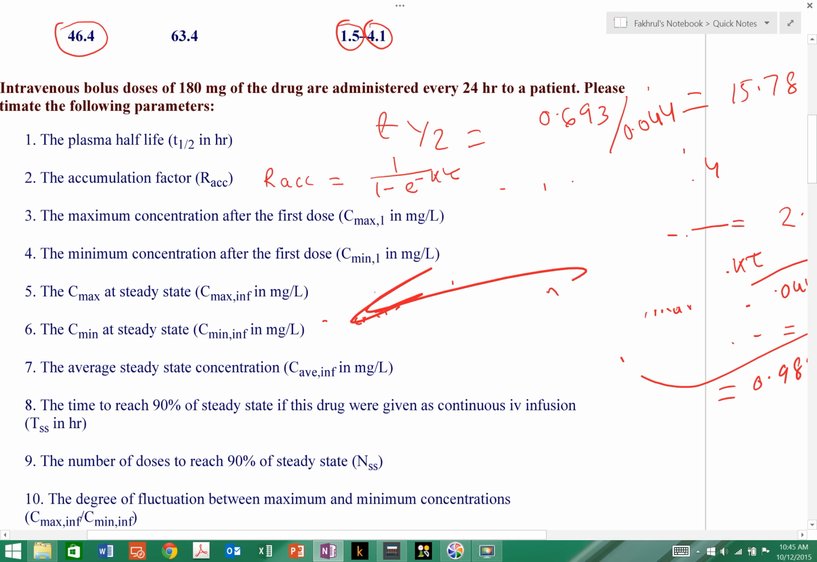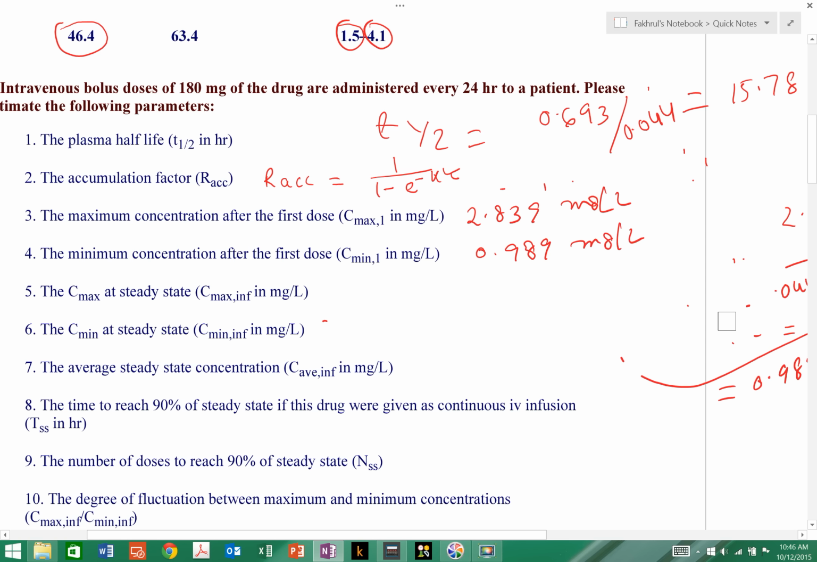So we have Cmax after first dose would be 2.839 milligram per liter, and Cmin is going to be 0.989 milligram per liter. Let's clean this up.